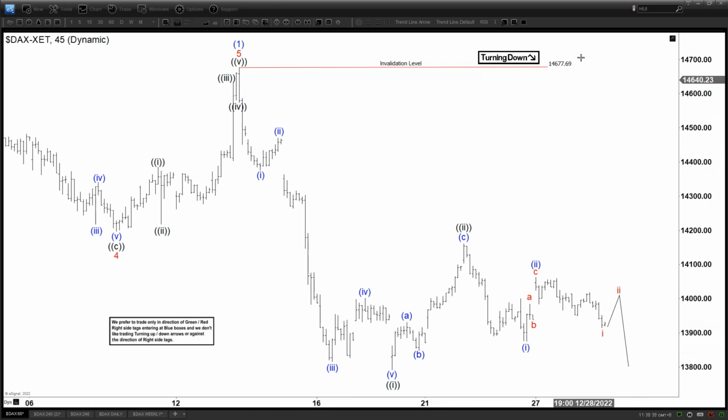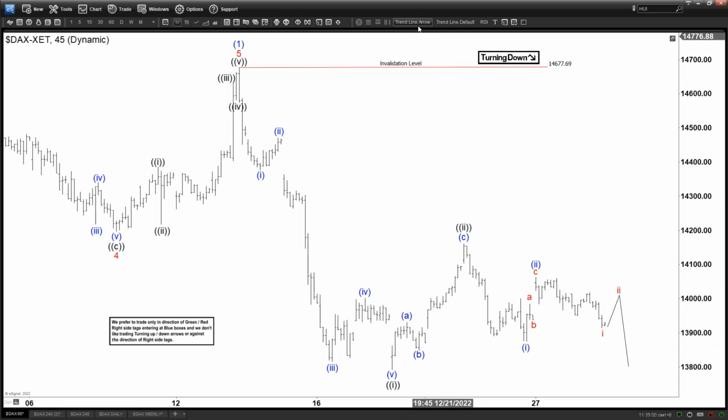Okay, so the key level is going to be 14,677. As long as we stay below here, we can continue to go down. Now in the very short term, we can either go down as we are projecting here, that this wave 2 completes, but then for this view to get validation, you need to break below wave 1.